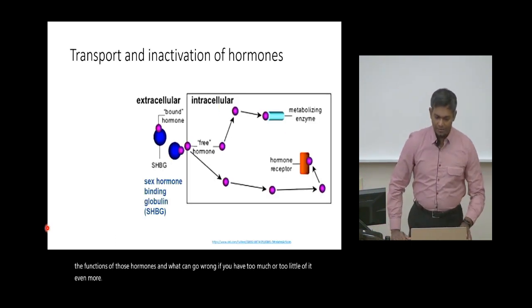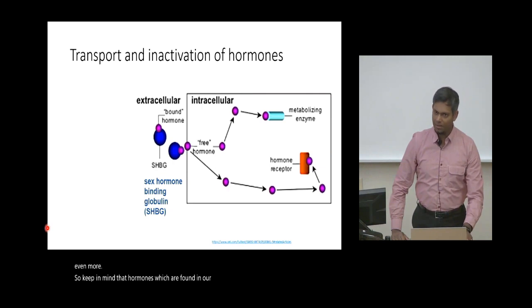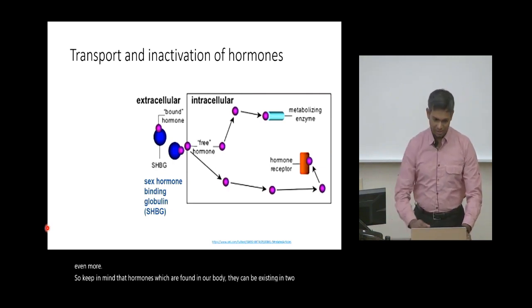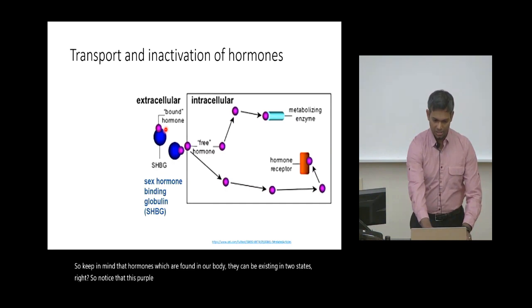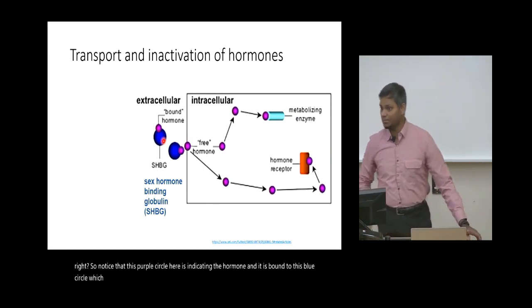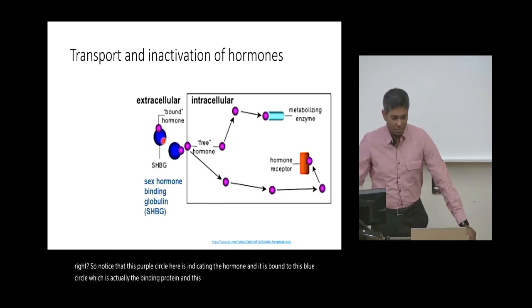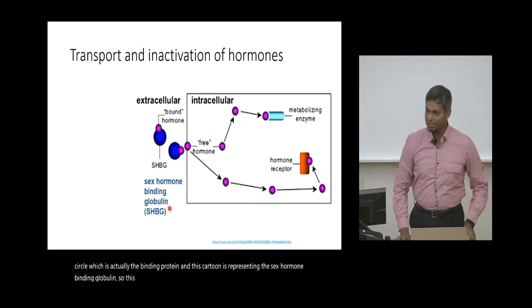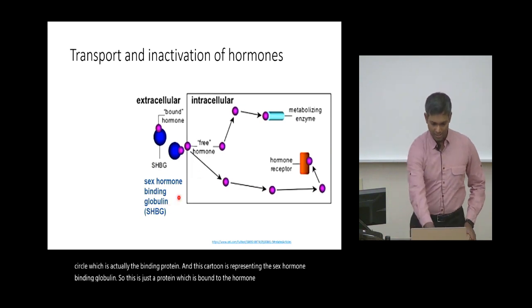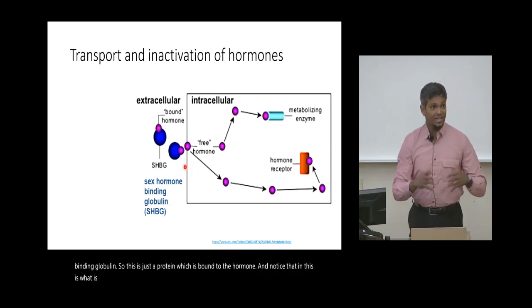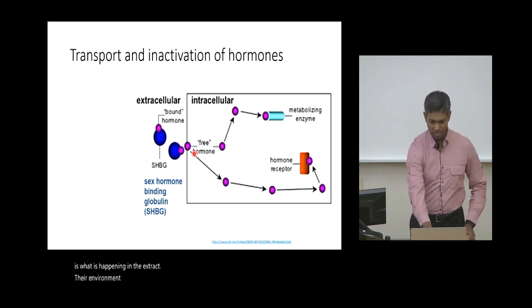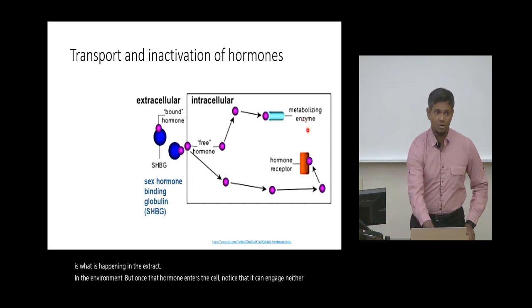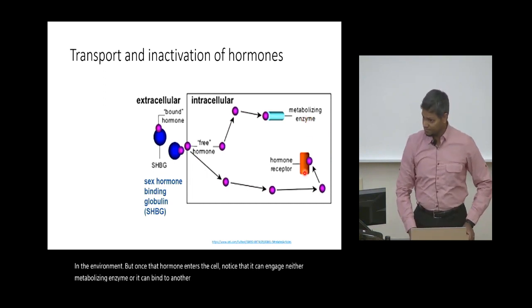So keep in mind that hormones which are found in our body, they can be existing in two states, right? So notice that this purple circle here is indicating the hormone, and it is bound to this blue circle, which is actually the binding protein. And this cartoon is representing the sex hormone binding globulin. So this is just a protein which is bound to the hormone. And notice that this is what is happening in the extracellular environment. But once that hormone enters the cell, notice that it can engage in either metabolizing an enzyme or it can bind to another hormone receptor.